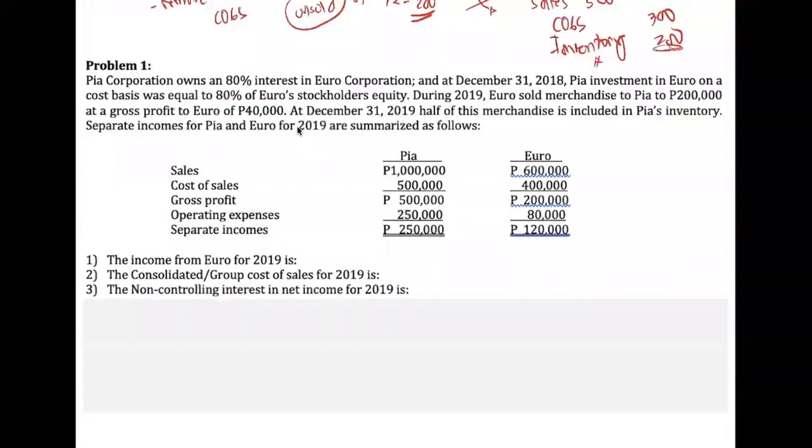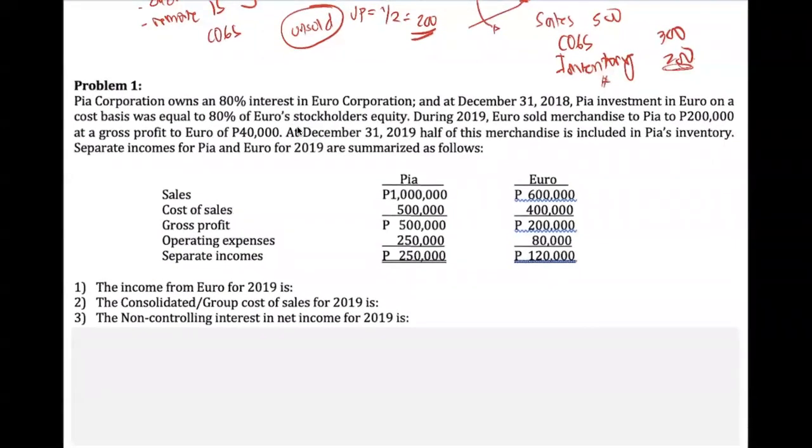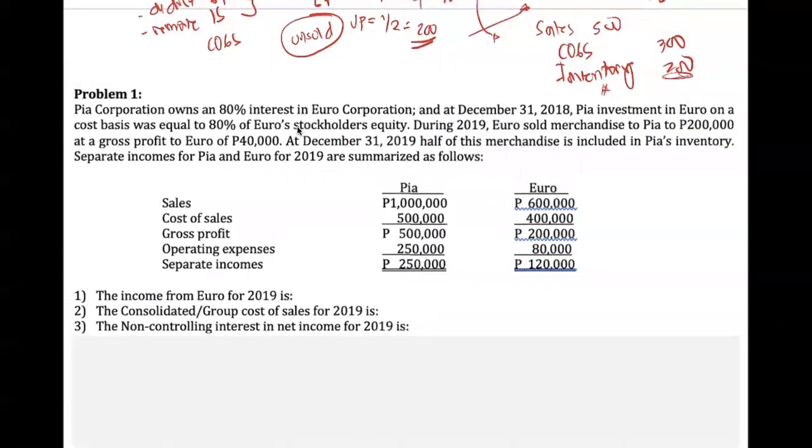Let's solve some problems. PIA Corporation owns an 80% interest in Euro Corporation. And at December 31, 2018, PIA's investment in Euro on a cost basis was equal to 80% of Euro's stockholders' equity. During 2019, Euro sold merchandise to PIA. Who sold? Euro. He sold to PIA. Take note, all intercompany sales should be reduced on the point of the seller. On the point of the seller. Who is the seller? Euro. All adjustments are made to Euro, therefore.